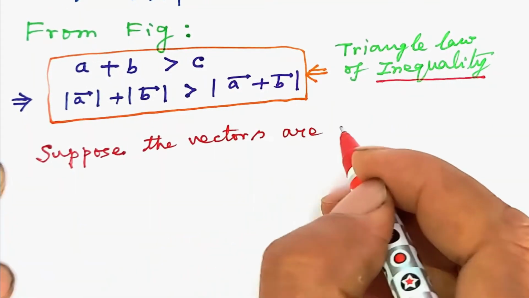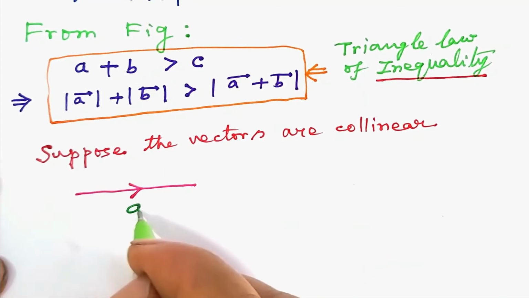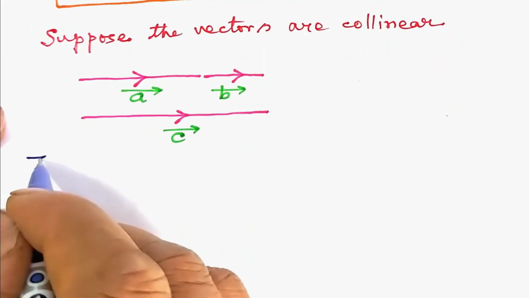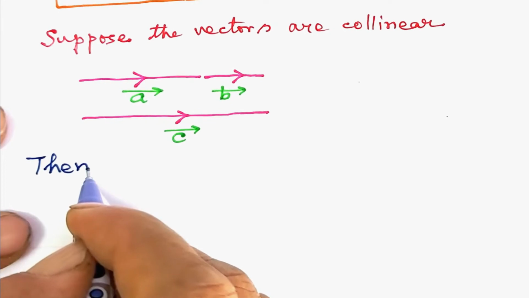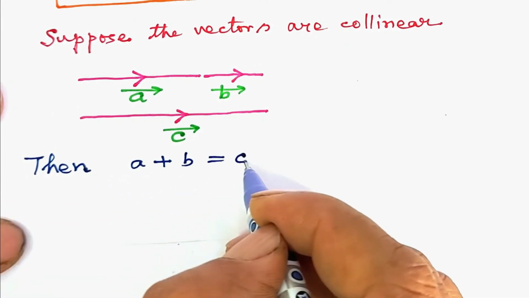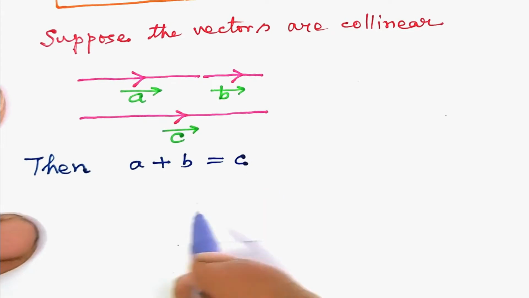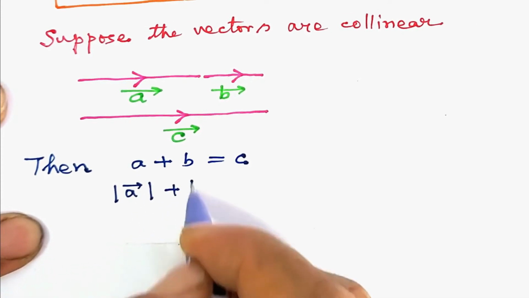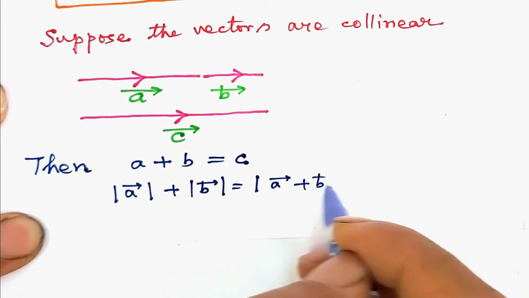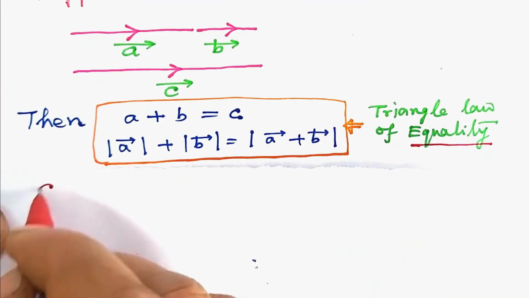Suppose the vectors are collinear. Let us show the orientation now. This is vector A, this is vector B, and here is vector C. Then how are the lengths related in this case? Clear that A plus B equal to C. Rewriting in terms of moduli, we write mod of vector A plus mod of vector B equal to mod of vector A plus vector B. This relation is the triangle law of equality.